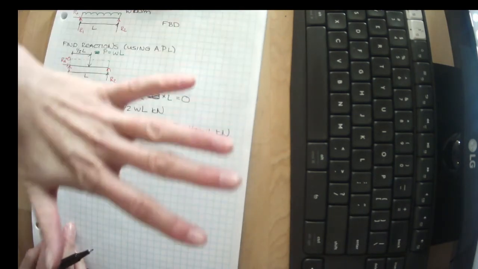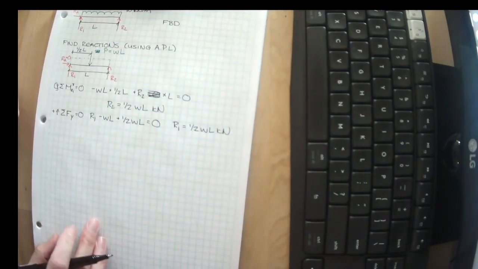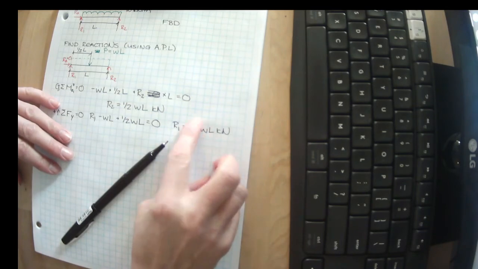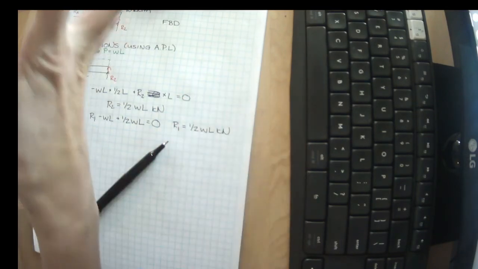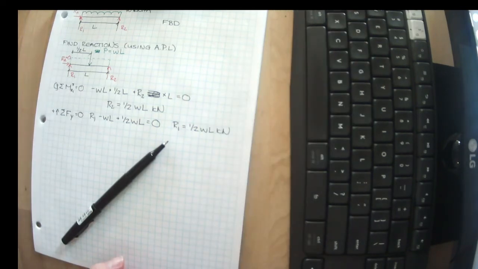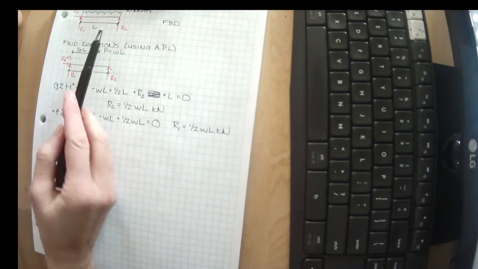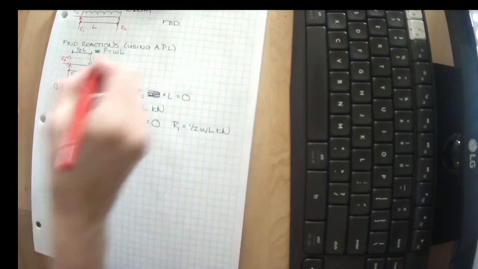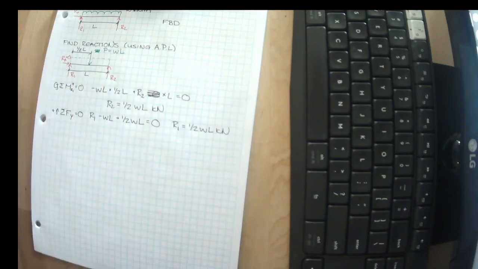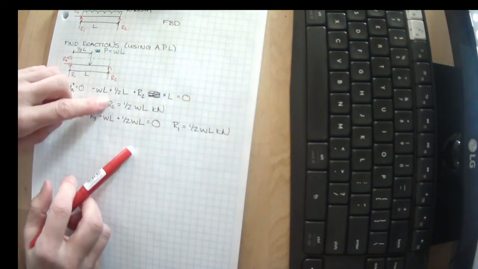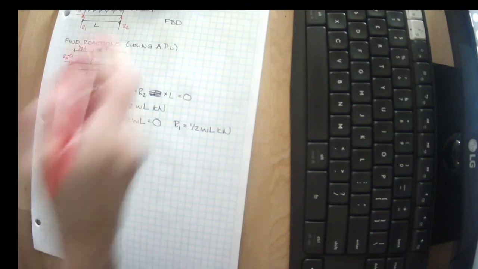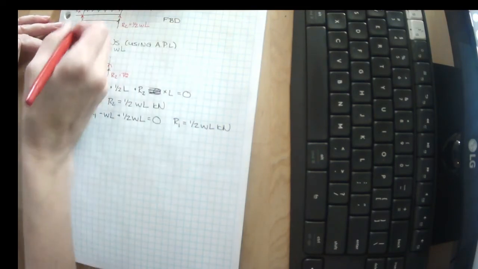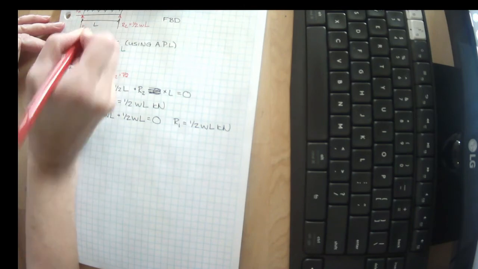Well, if I was smeared everywhere on the table, you know that it was me smeared everywhere over the table, added back up into one glob, and then split to each end to be the reactions. So it seems like it should still make sense here. Now, the thing is, we want to know what the internal loads are. So we have reactions now. Let's plug those in here. We have R1 equals 1/2 WL and R2 equals 1/2 WL.